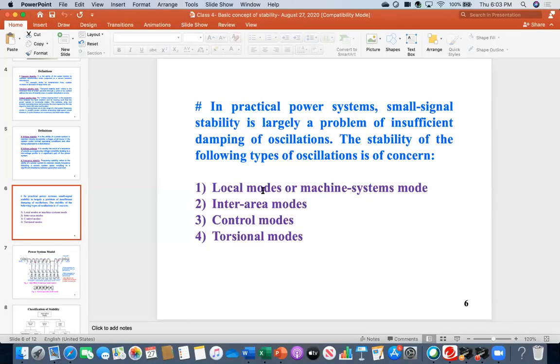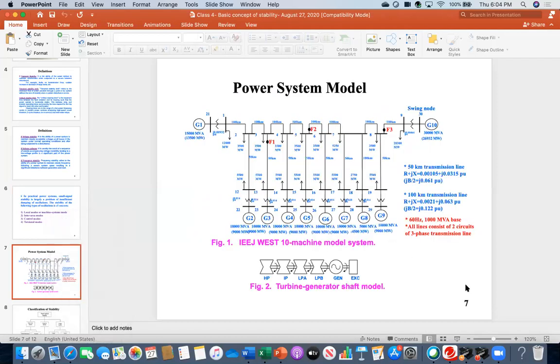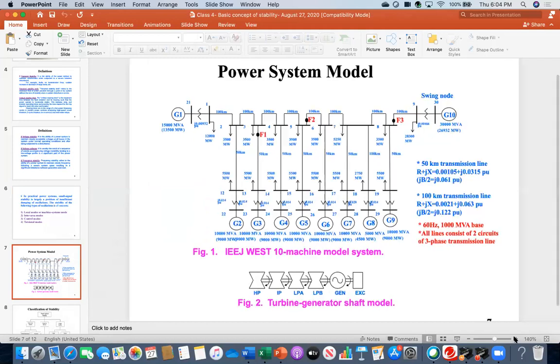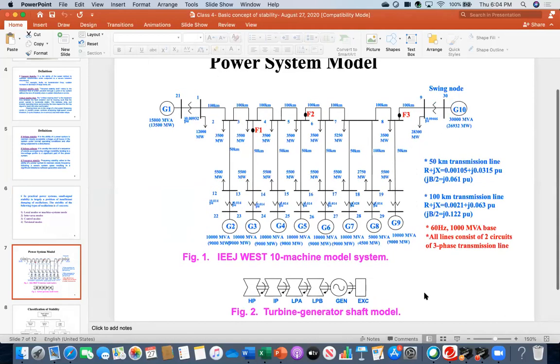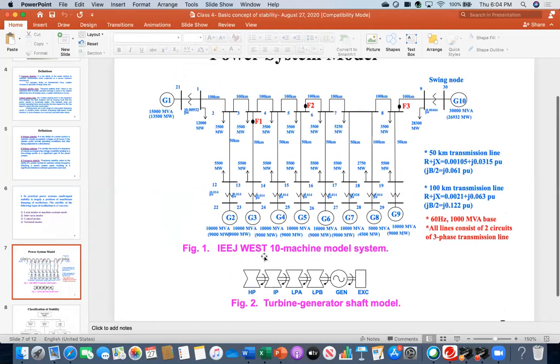I explained to you the top three: local mode or machine system mode, inter-area mode, control mode, and torsional modes. What does that mean? So see the next slide first, and then we will come back. Everybody see this picture? First of all, this is a system, a Western machine model system.